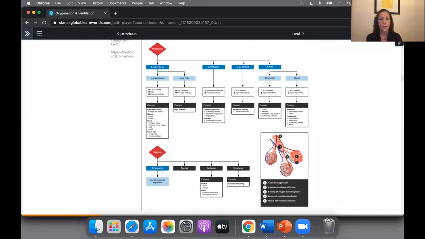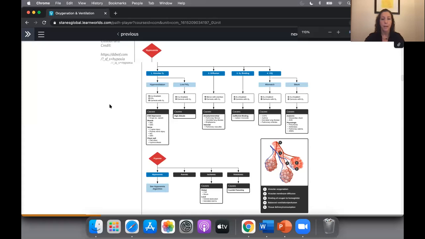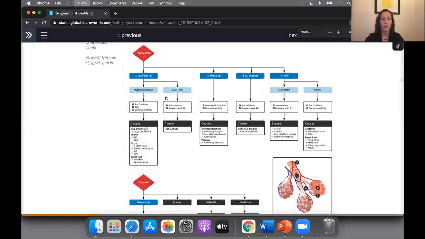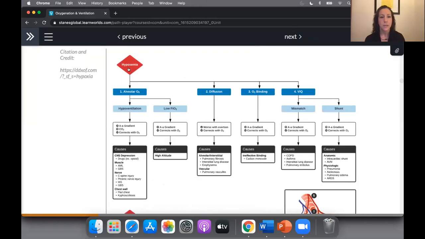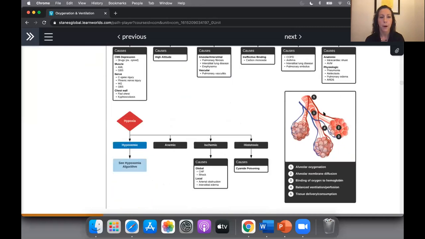So the next thing I wanted to share with you, which I think is a great resource, is this diagram. You can see here, this is the website. It's called differentialdiagnosisof.com or ddxof.com. If you type in hypoxia or hypoxemia in that website, it gives you this really great graphic about the differences between hypoxemia and hypoxia. I'm gonna make it a little bit larger so we can see. You can see at the top, the red box says hypoxemia, and at the bottom is hypoxia.